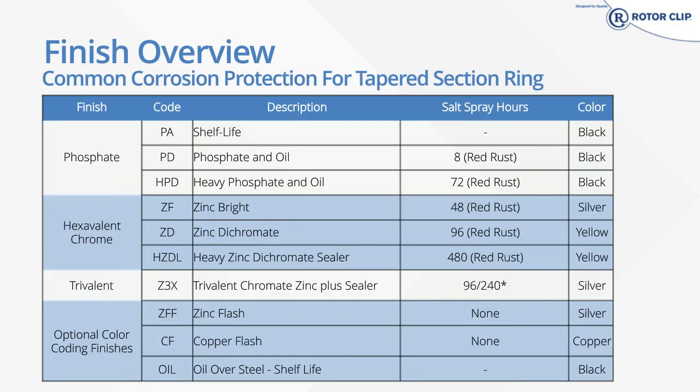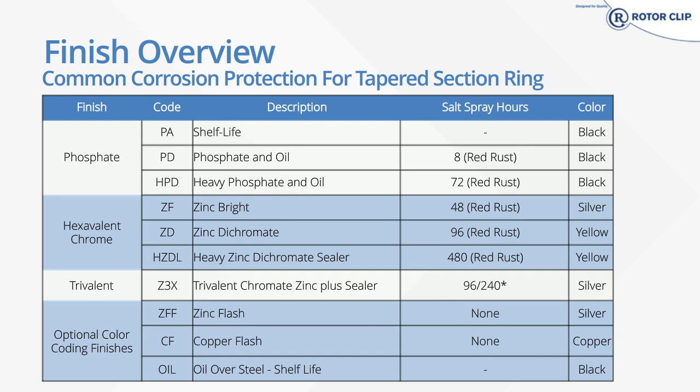Finishes that we can add to our carbon steel include standard phosphates, phosphate and oil, and a heavy phosphate and oil. After that, we get into the hexavalent chromes, which are not RoHS compliant. Salt spray hours of 48 and 96, and then 480 for heavy zinc dichromate with sealer. And this is not a commonly used finish, so we don't see it too much in the real world. Below that, we have our Z3X finish, which is our trivalent chromate zinc plus sealer. This is a RoHS compliant finish and provides 240 hours to red rust.